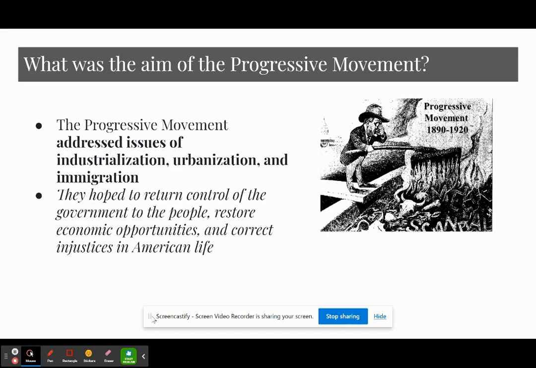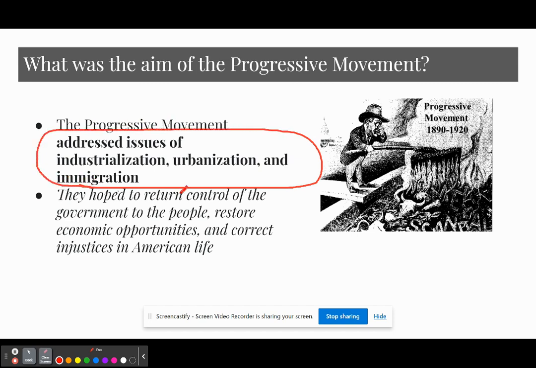If you look on your guided notes, it says, what was the aim of the progressive movement? And we're going to focus on making sure that we copy down the bold. This is really what you want to focus on when you're copying. So on your guide, under what was the aim of the progressive movement, all you have to write is that it addressed issues of industrialization, urbanization, and immigration.